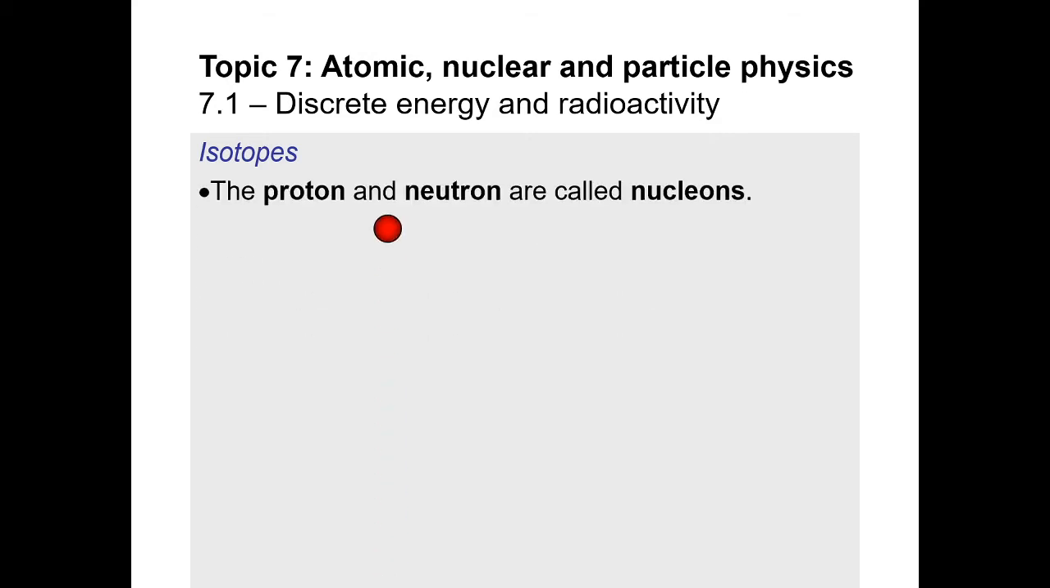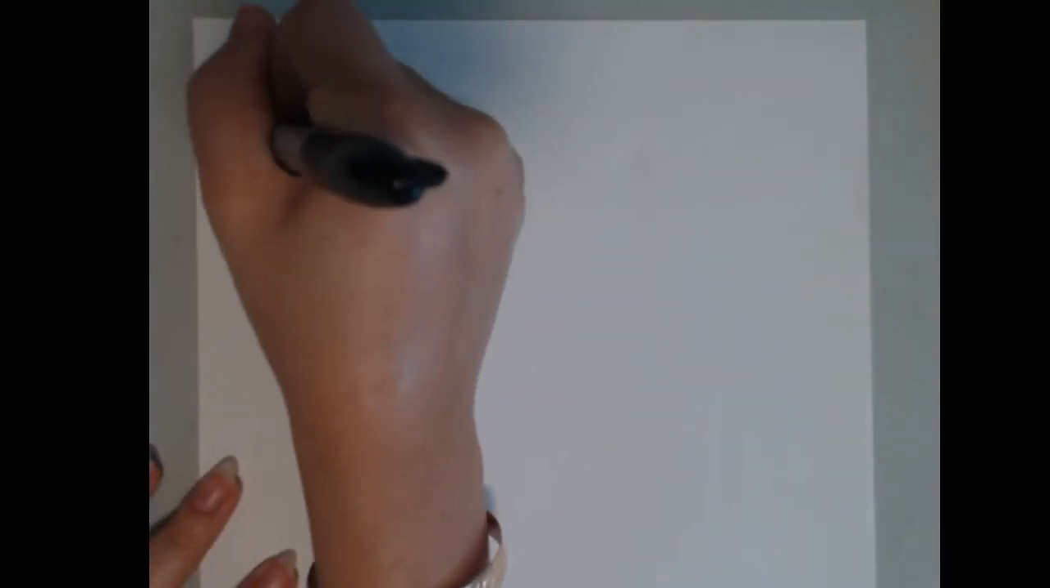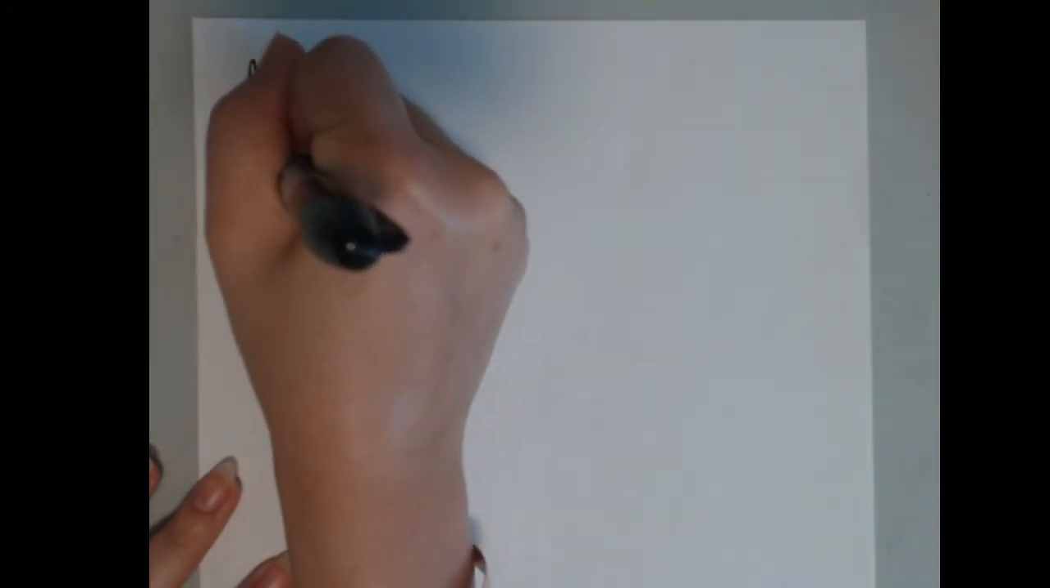All right, so isotopes. Before we understand what an isotope is, you have to refamiliarize yourself with what an atom is and what it is comprised of. Atoms are the basic building blocks of nature. An atom contains three primary subatomic particles. Those are the protons, the neutrons, and the electrons.